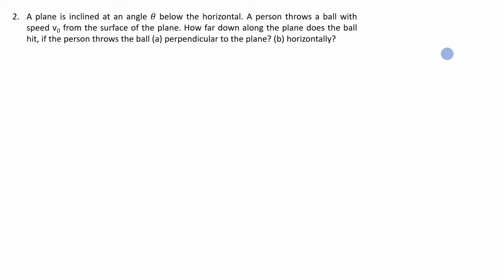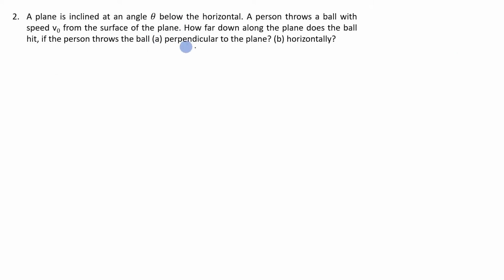Okay, like this. Let's move to the second problem. A plane is inclined at an angle theta below the horizontal. A person throws a ball with speed V0 from the surface of the plane. How far down along the plane does the ball hit if the person throws the ball A, perpendicular to the plane, and B, horizontally? Of course, by some projectile motion equations, we can solve this problem. Okay, let's solve these problems.